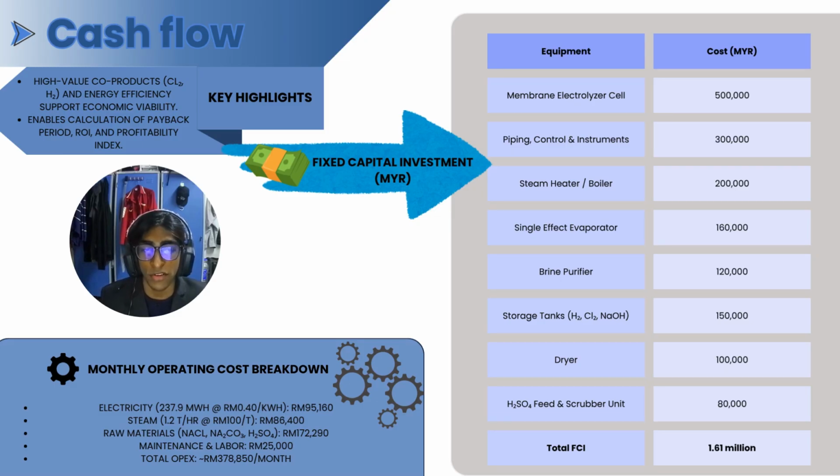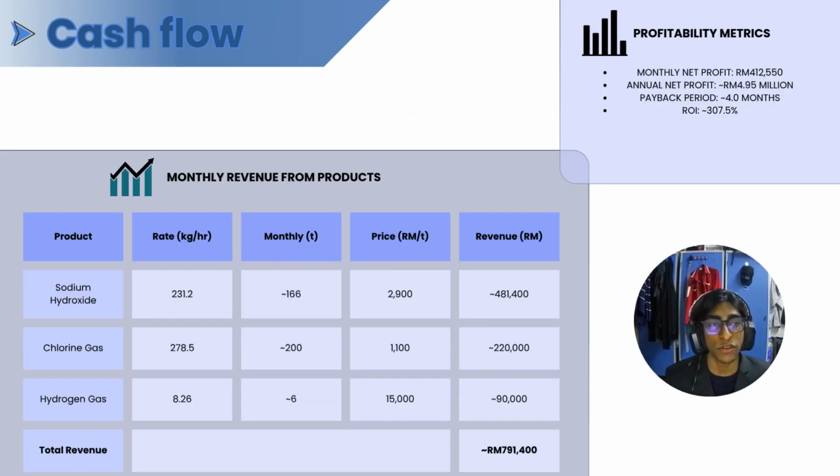On the operating side, electricity emerges as the dominant expense due to the energy-intensive nature of electrolysis, amounting to around 95,160 ringgit per month. Steam requirements for the evaporator and dryer contribute an additional RM 86,400. Key raw materials including sodium chloride, sodium carbonate, and sulfuric acid total about 172,000 ringgit per month, while labor and maintenance add another 25,000 ringgit, resulting in a combined monthly operating cost of approximately 378,850 ringgit.